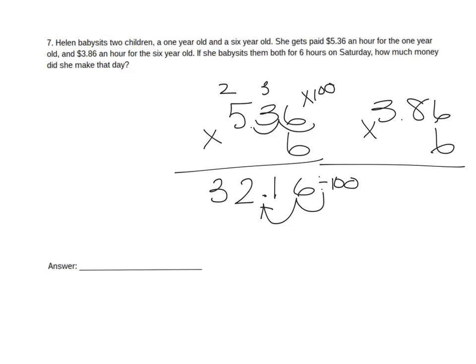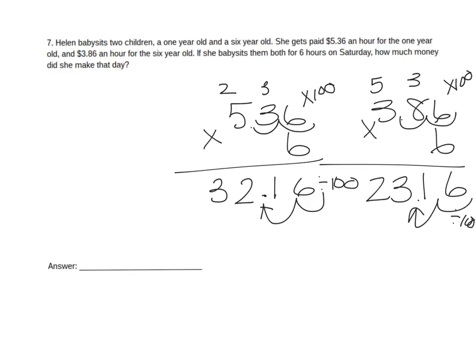And let's find out how much for the 6-year-old. 6 times 6 is 36. 6 times 8 is 48. Plus 3 is 51. 6 times 3 is 18. 18 plus 5 is 23. Again, we have to multiply by 100 to make that a whole number, which means we have to divide by 100 to get our decimal back into our product. So she gets $23.16 for the 6-year-old and $32.16 for the 1-year-old.